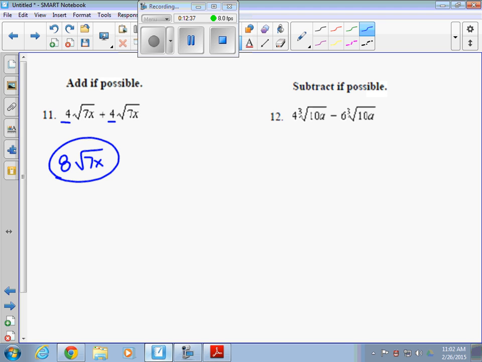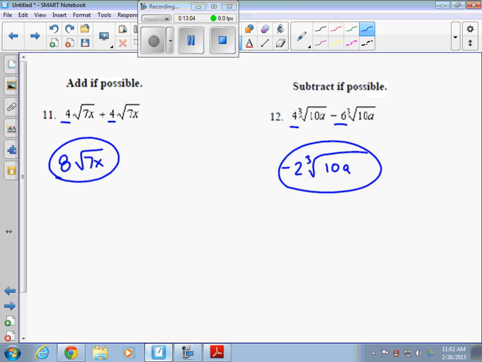And the same thing's true with number 12. They're both the cube root. They both have the same index, and they're both 10a. So it's a cube root of 10a. So you just do 4 minus 6, which is negative 2, times the cube root of 10a. So just treat them just like terms with variables.